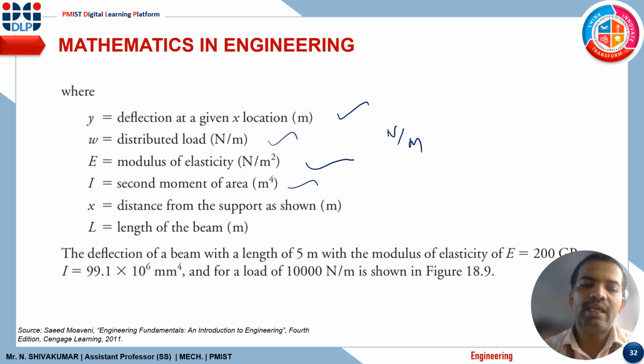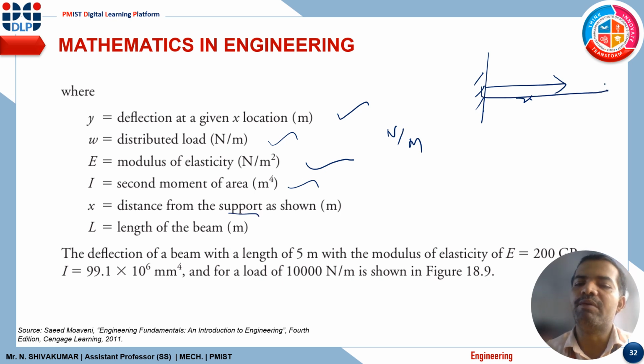So I is second moment of inertia measured in meter to the power 4. X is distance from the support. From the left side, what is the distance? That is nothing but your x. Okay. This is the support. So that is the support. L is the total length of the beam. Okay. So L is total length of the beam, that is also measured in meter.